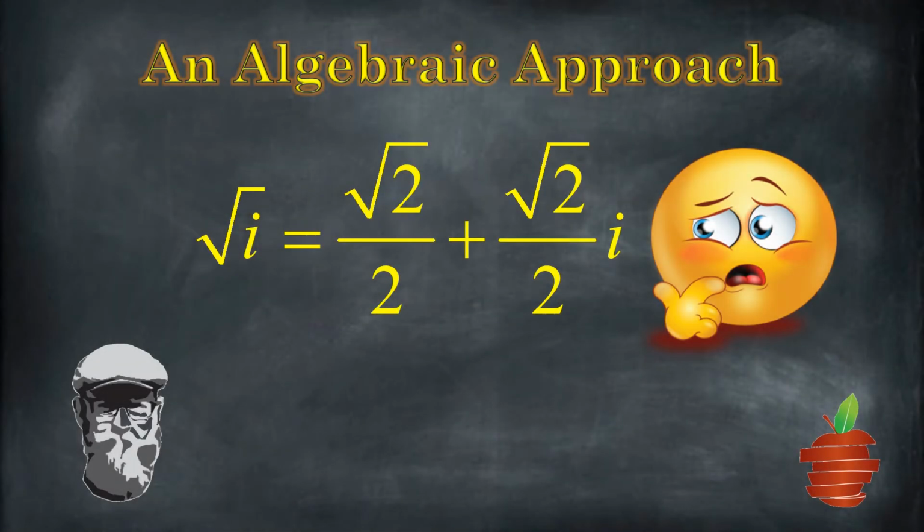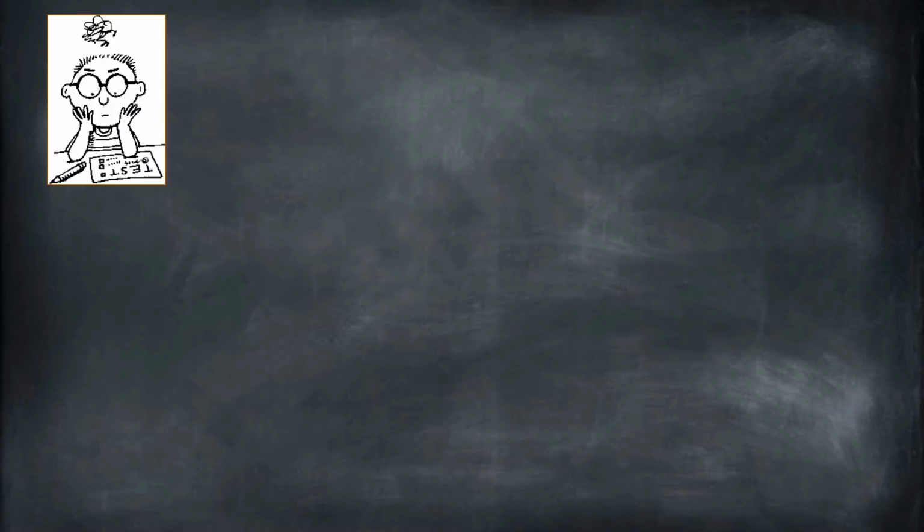Hey, I was wondering the other day why the square root of i is equal to the square root of 2 divided by 2 plus the square root of 2 divided by 2i. Boy, it's really confusing. See, I was doing a math problem and I came up with the square root of i as a solution. So I wasn't really sure what that was.